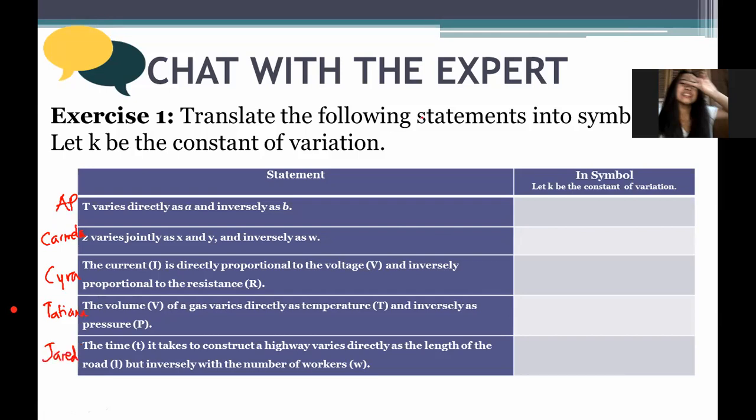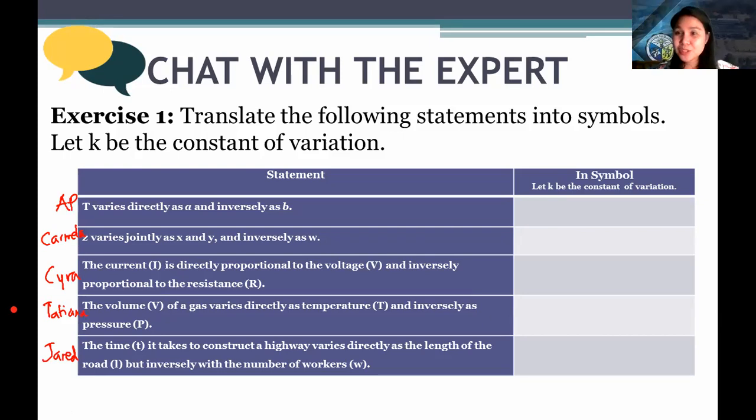Okay. Now, let's do translation. Ready? I'll give you 1 minute to write your answer on my board. How will you do it? Annotate. On top, you click annotate, then draw. Okay, you can start now.